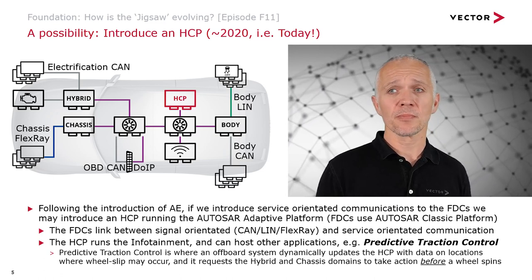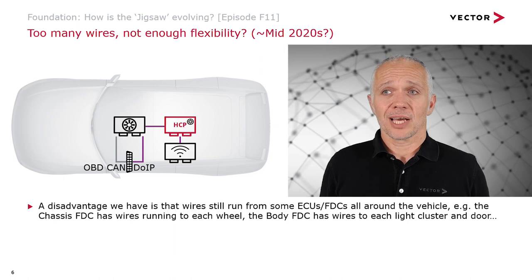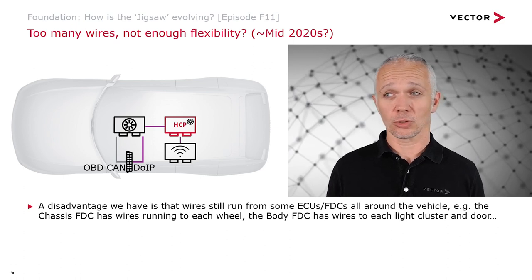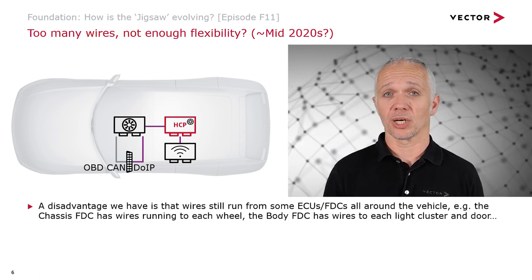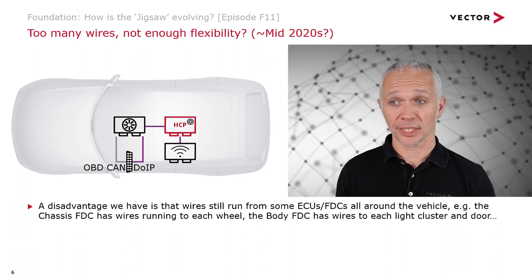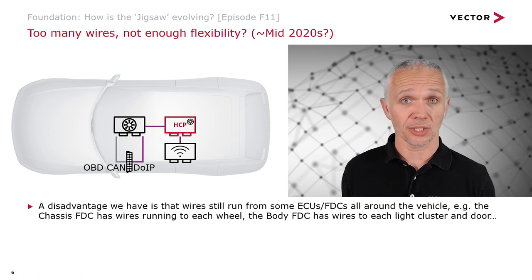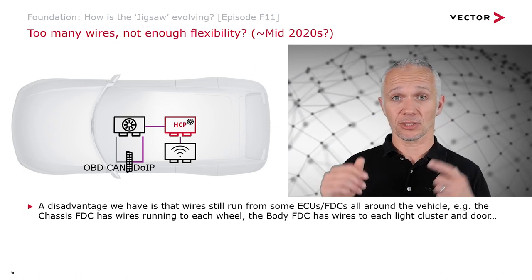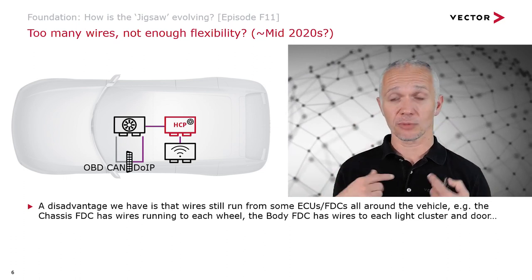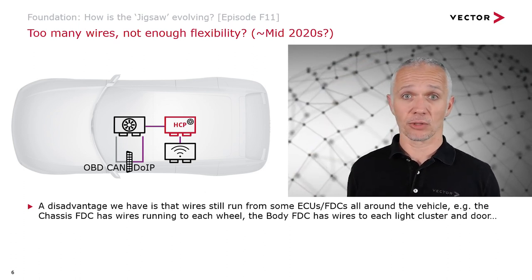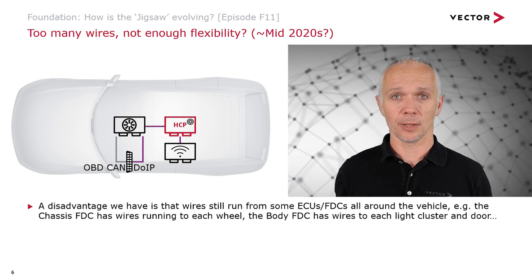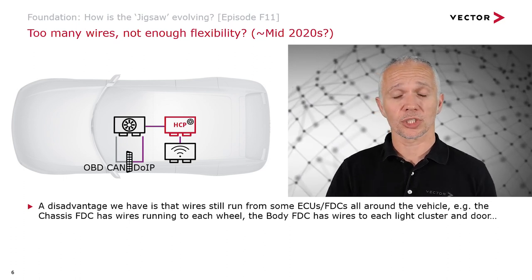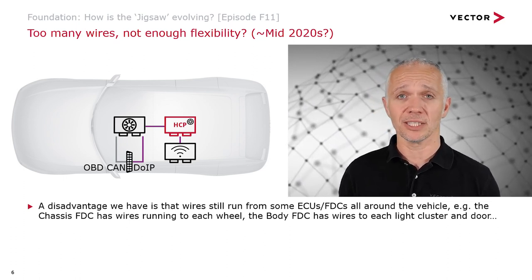If we look a little bit beyond this though, the disadvantage that we had with that picture is we still had a lot of wires running from some of our ECUs or functional domain controllers all around the vehicle. So our chassis domain controller, for example, because we put all our ESC functions on it, had wires running to each wheel and all the other sensors used in the ESC system. Also, the body functional domain controller would have had wires to each light cluster, so the front headlamps, the rear tail lamps, all the indicators, lights in the roof, lights in the doors, maybe bits of the doors as well, so sensors for locking and latching and opening windows potentially. Lots of wires and fixed functions that are difficult to change because we have dedicated hardware performing specific individual functions.